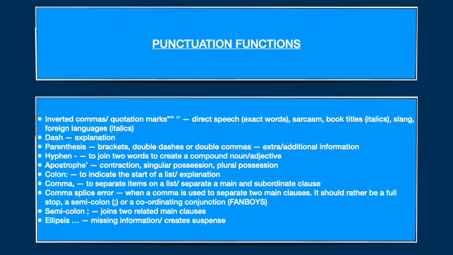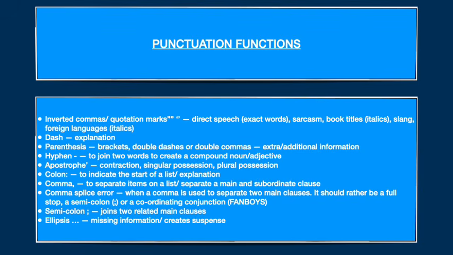Next, we have a dash. A dash is used to show an explanation or an elaboration. You can see I've used dashes in all of my different bullet points over here because I'm showing an explanation of what the function of the particular punctuation mark is. Parentheses. Now, parentheses, we have three kinds. This is brackets, double dashes, or double commas. So we can use any of those punctuation marks to indicate extra or additional information. A hyphen, that's the short line, and that's used to join two words to create a compound word.